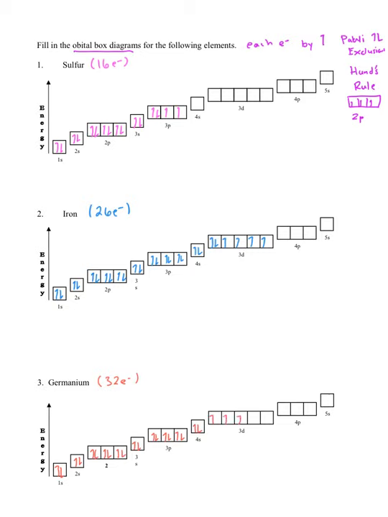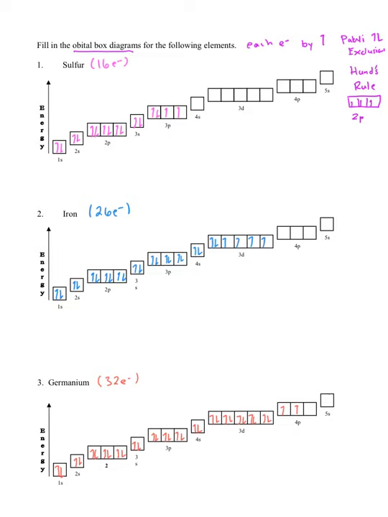Again, I go 21 through 25 up, 26, 27, 28, 29, 30 down. And so now my last two end up in 2 separate 4p orbitals.